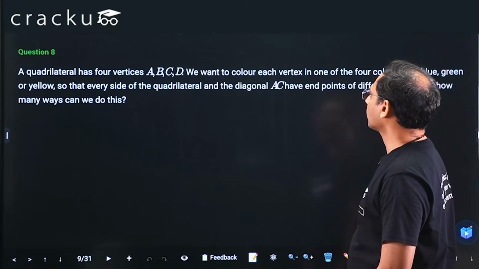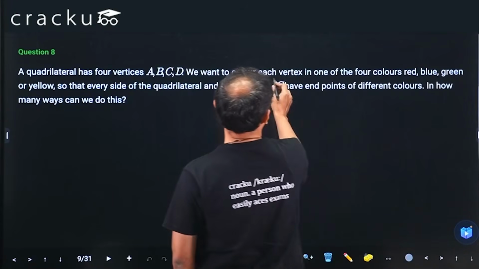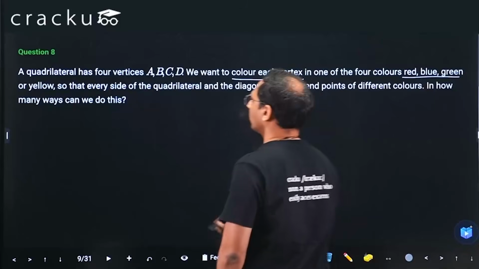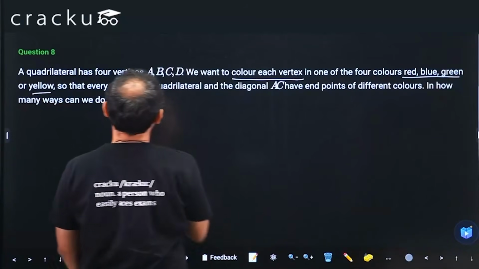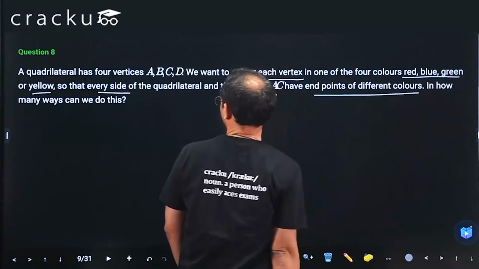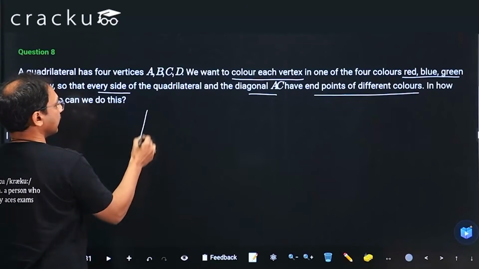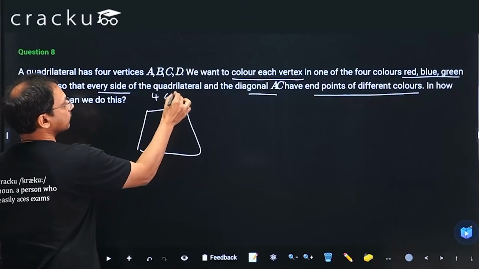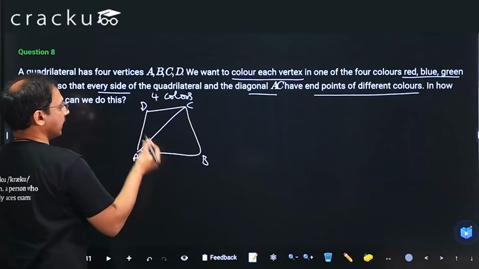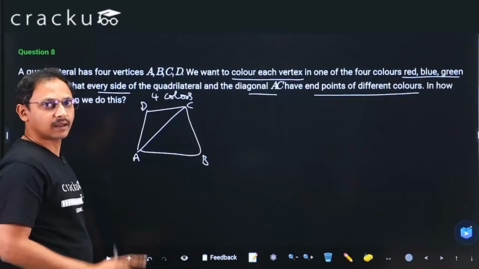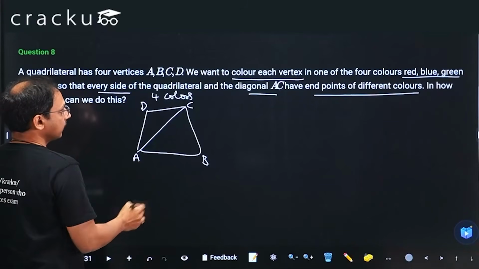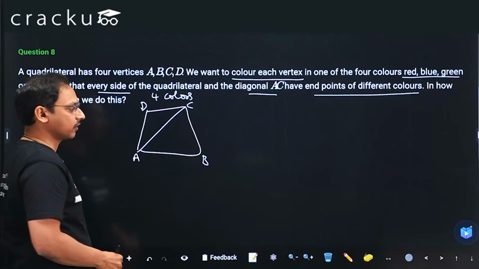A quadrilateral has 4 vertices A, B, C, D. We want to color each vertex, in which we have 4 colors: red, blue, green and yellow, so that every side and the diagonal AC have endpoints of different colors. In how many ways can we do this? Let us see. We have 4 colors: A, B, C, D and diagonal AC. These 5 line segments should have different colors at opposite endpoints. So let us say B and D, we don't know, they can have the same color or different color.